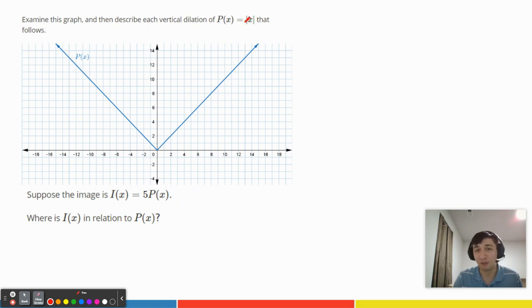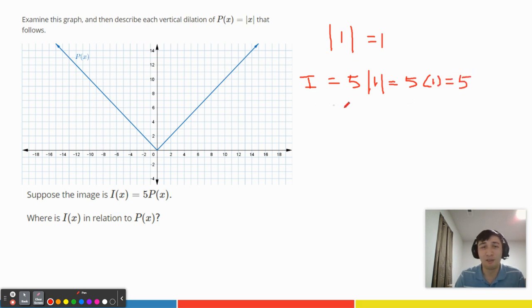So if we look at our value of that absolute value of x, if I did x is 1, I have my absolute value of 1. That's going to just be 1. So that's why we have the point (1, 1). But if I do the same thing with the new function, that's going to be 5 times the absolute value of 1. That's going to be 5 times 1, which really is just 5. So I'm going to go to the point 1, and I'm going to go all the way up to 5 and put a little point in there.